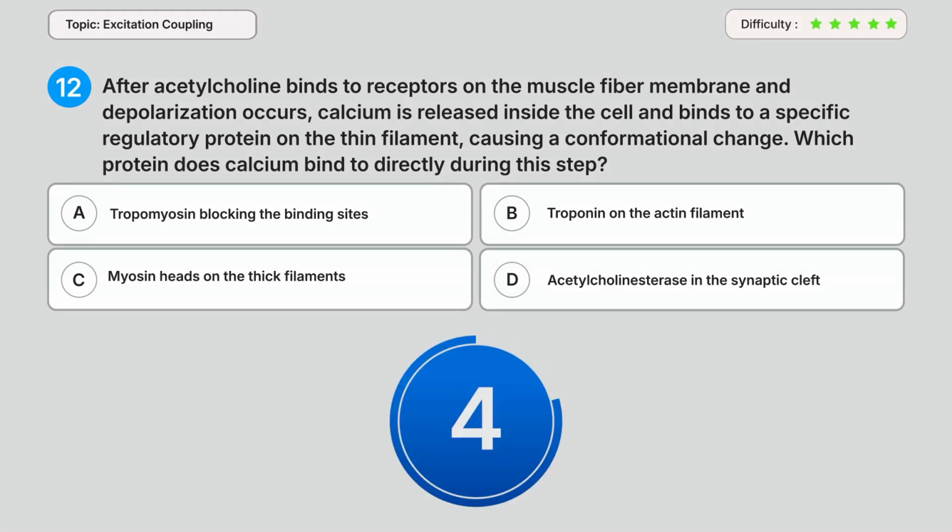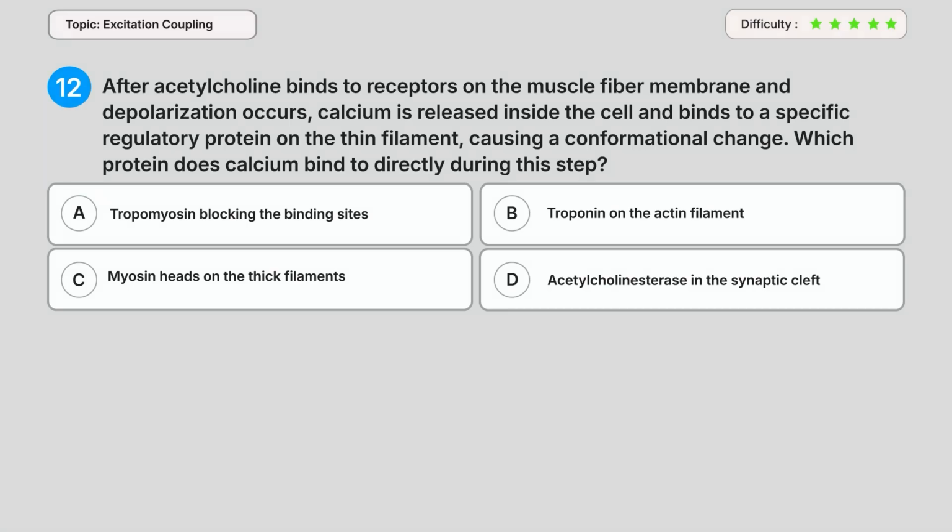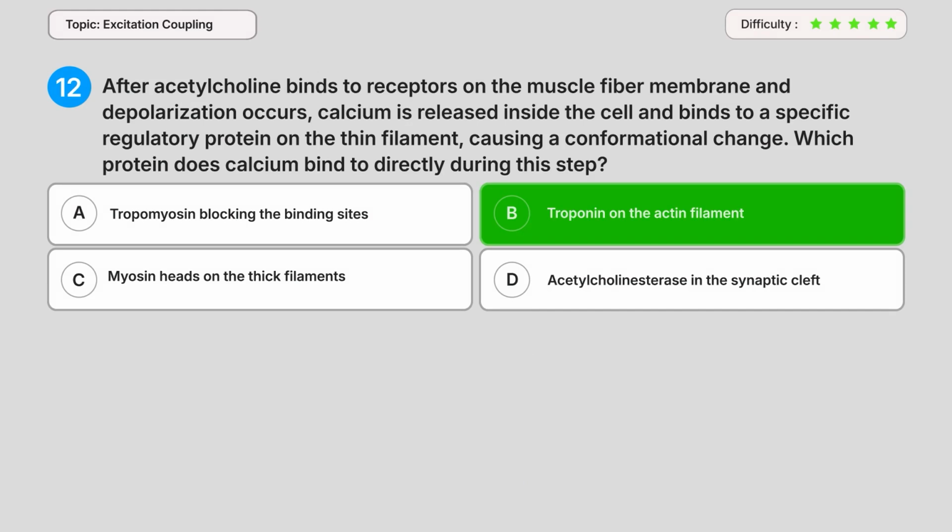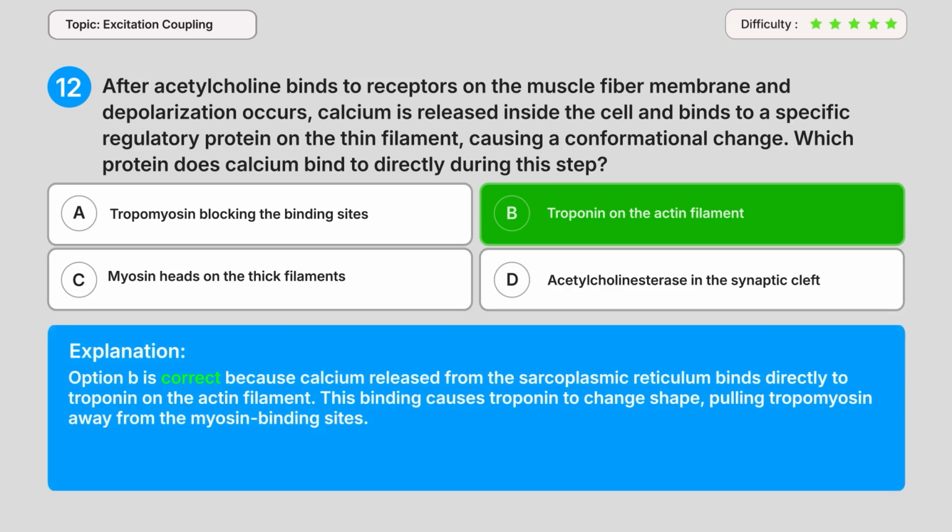Can you guess the answer? Correct answer: B. Troponin on the actin filament. Explanation. Option B is correct because calcium release from the sarcoplasmic reticulum binds directly to troponin on the actin filament. This binding causes troponin to change shape, pulling tropomyosin away from the myosin binding sites.